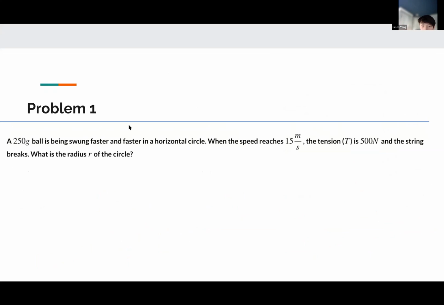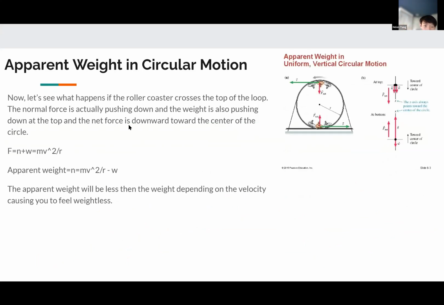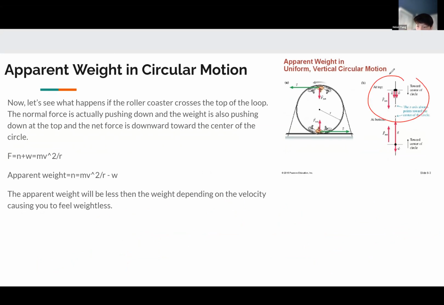So now we'll be talking about the apparent weight in circular motion when you're at the top. Right here, you can see that the forces acting on you are the normal force and the weight. But at the top, the normal force is also facing downwards. So your normal force and your weight are all going downwards, and the net force is downwards towards the center of the circle.